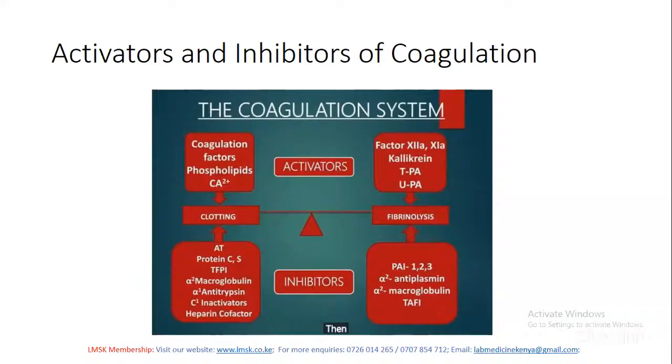Then what are the inhibitors of fibrinolysis? They include alpha-2 antiplasmin, alpha-2 macroglobulin, and so on and so forth. Let's continue to the next slide.